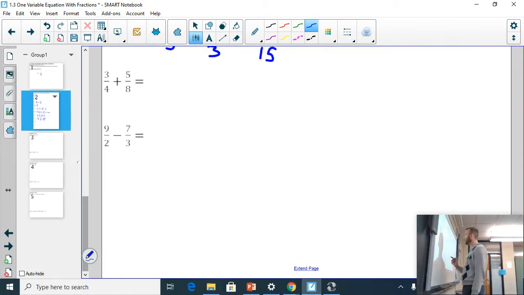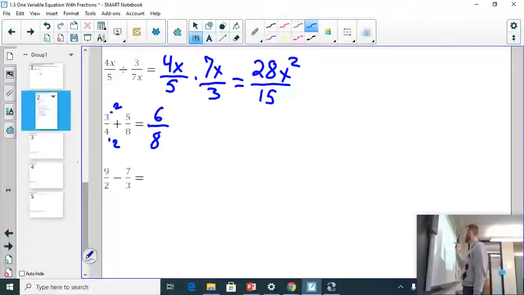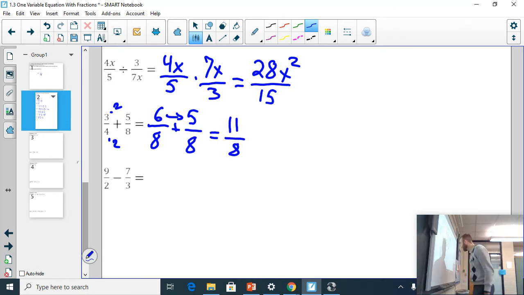Now we're adding, so we have to be careful. We don't just add straight across, right? We need to have the same denominator. So we need to multiply the top and the bottom by 2, so that way I can get 6 all over 8 plus 5 over 8. And now I just add straight across. 6 plus 5 is 11, and then we're all over 8.